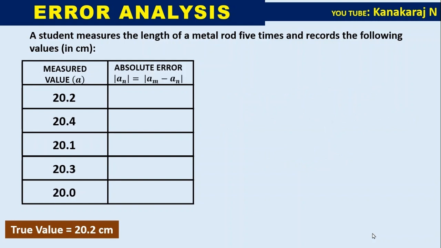Absolute error in each reading. For the first reading, the absolute error is the difference between the true value and the measured value, which is equal to 0. The absolute error in the second value is the difference between 20.4 and 20.2, it is 0.2. The absolute error in the third reading is the difference between 20.1 and 20.2, which is 0.1. Similarly for the fourth and fifth data, we have to take only the positive difference.